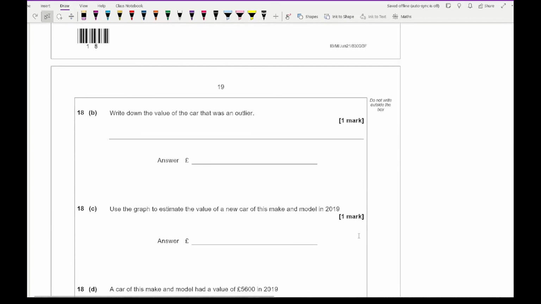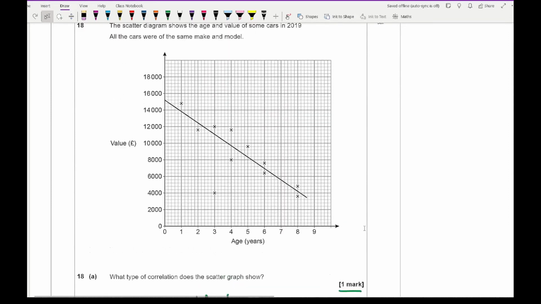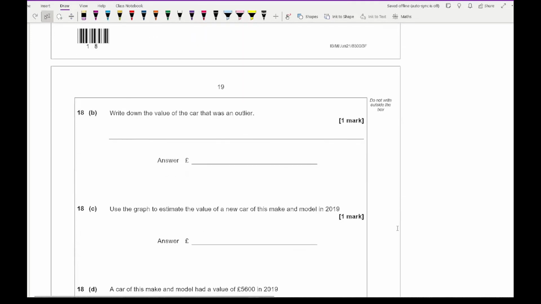Then for 18b, it says write down the value of the car that was an outlier. So what we're looking for is the value of the car that was the outlier. So if I go back to this, which point stands out? Well, it's going to be this one here. And what is the value of that car? Well, it's going to be 4,000. So I write down 4,000 there.